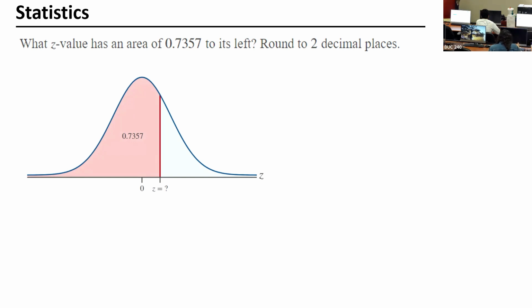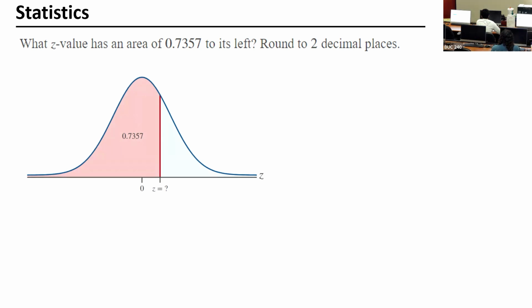So remember on this one, you can either A, use your table in your book, or B, use your calculator, which is going to be your inverse norm, which is just fine. But you do need to remember that your calculator will only take the area to the left. So you just have to be cognizant of that whenever you're doing it.